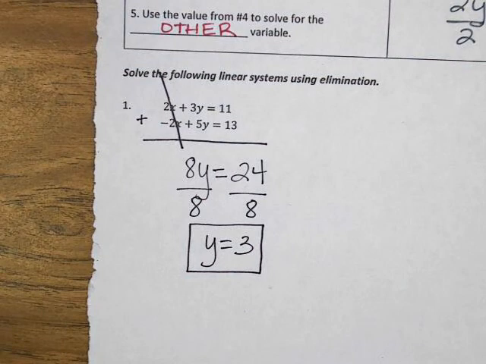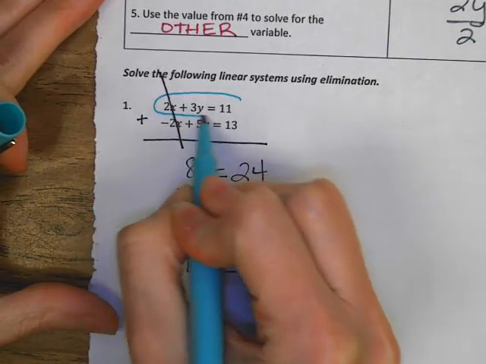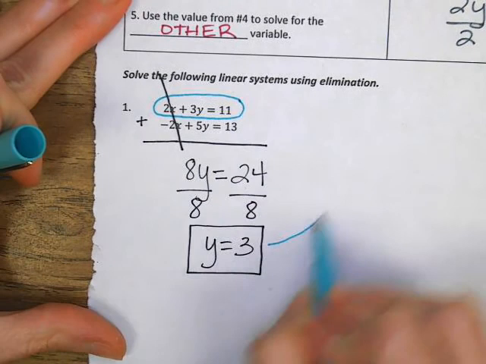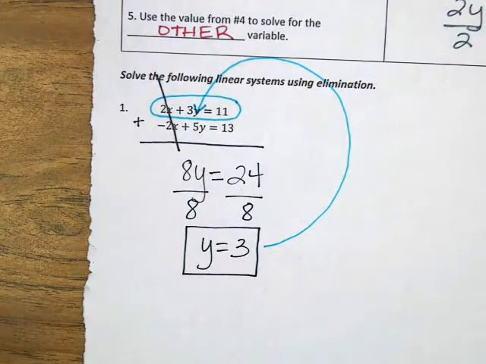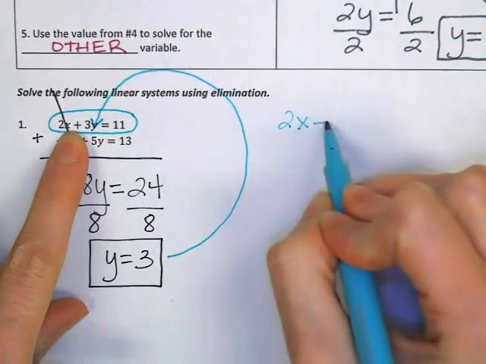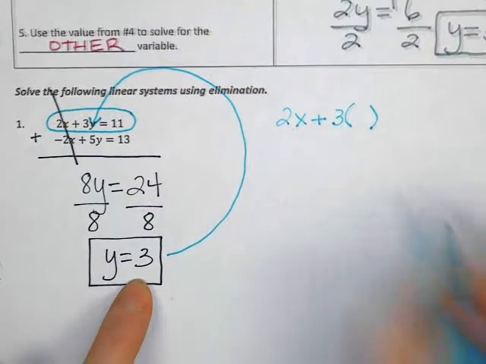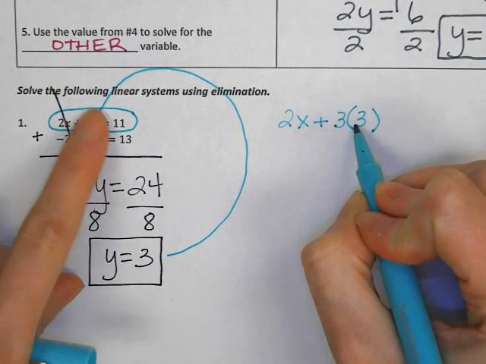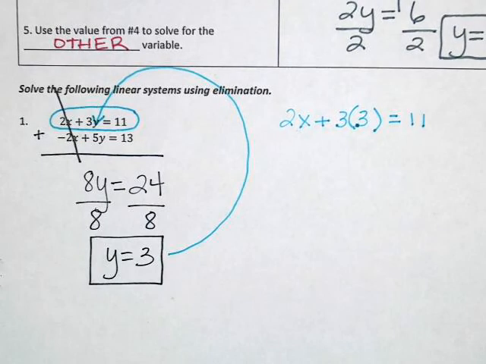And then you're going to take that 3 and plug it into one of the equations above. Doesn't matter which one. I'm going to do the top one, but it doesn't matter. So if y is 3, I'm going to plug it in for y and solve for x. Okay, so now we're at 2x plus 3 times y. We're going to sub in 3 equals 11. And your job is to solve for x.